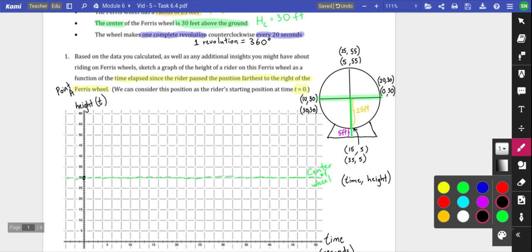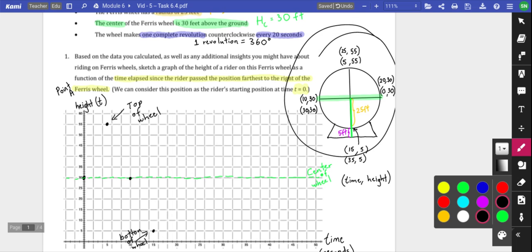The next point would be at 5, 55. 5, 55 is right here. This is the top of the wheel. The next one would be 10, 30. We are back to the center. And then 15, 5. This point denotes the bottom of the wheel. What I'm getting are the points that we created right here.